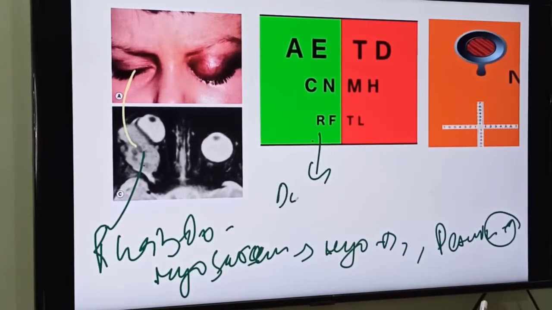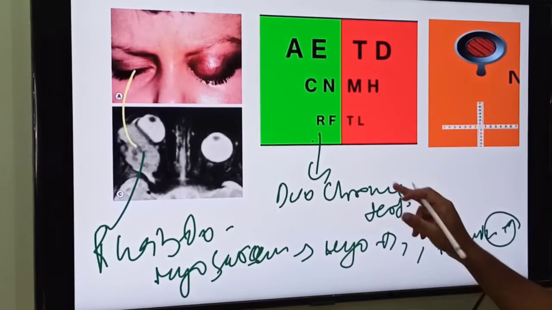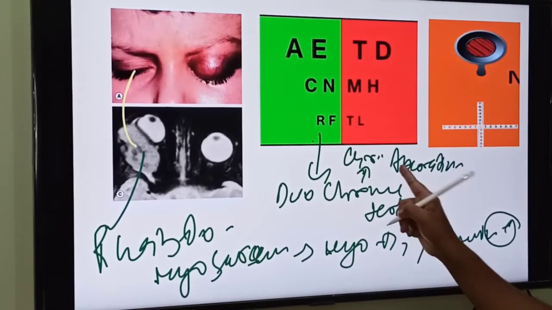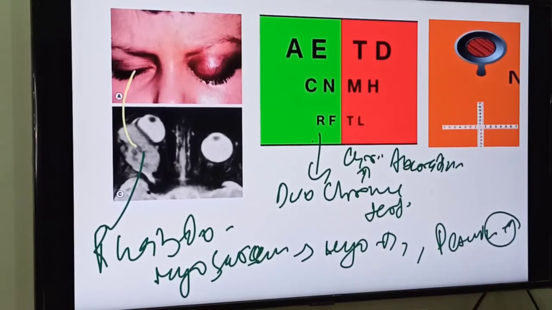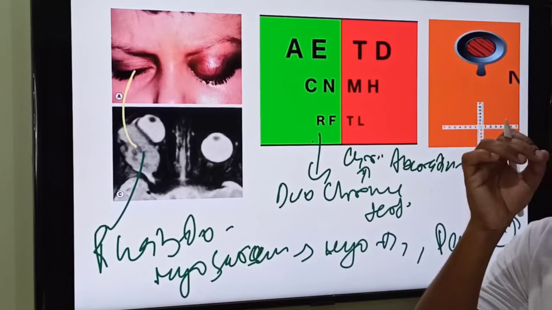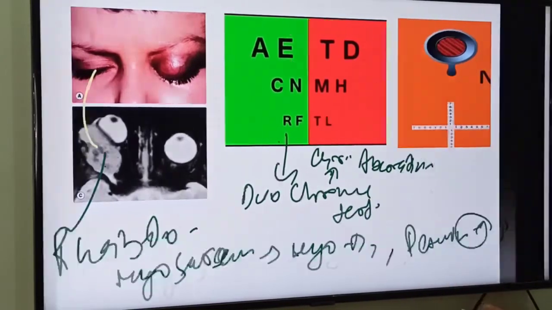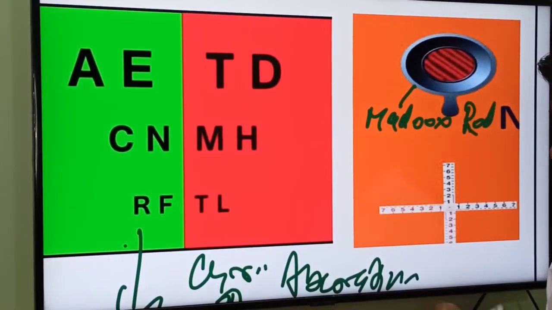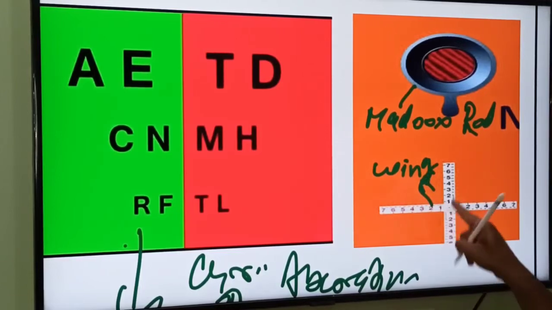What is this? This is nothing but the duochrome test. In the duochrome test, based on chromatic aberration, slight spherical refinement is done. What is this? This is Maddox rod and this is wing. This is wing, this is rod.